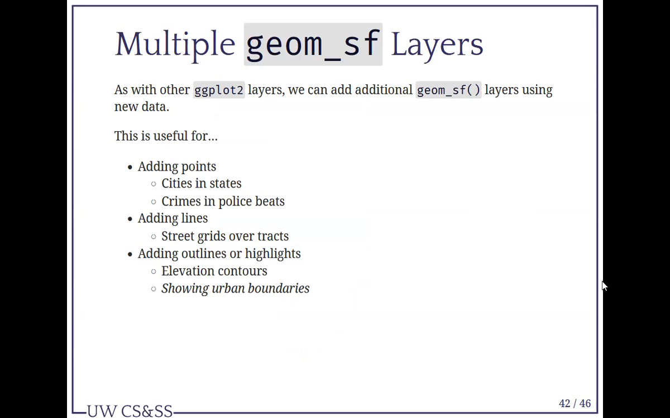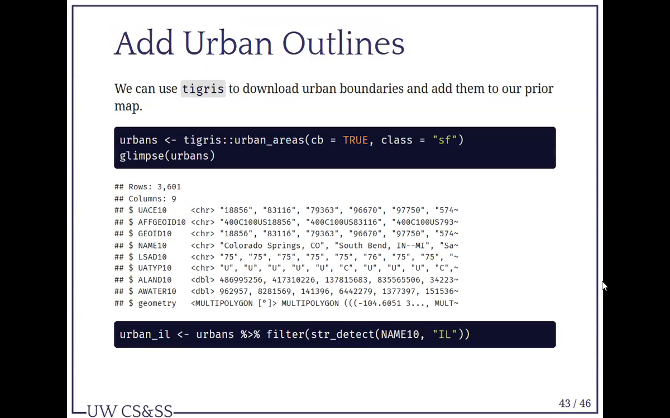This is useful for adding points, let's say cities and states, or crimes on police beats, adding lines, so street grids on top of tracts, for instance, or adding outlines or highlights, things like elevation contours from topographical maps, or showing urban boundaries. So we can add urban outlines. We can use the Tigris package to download urban boundaries and then add them to our prior map.